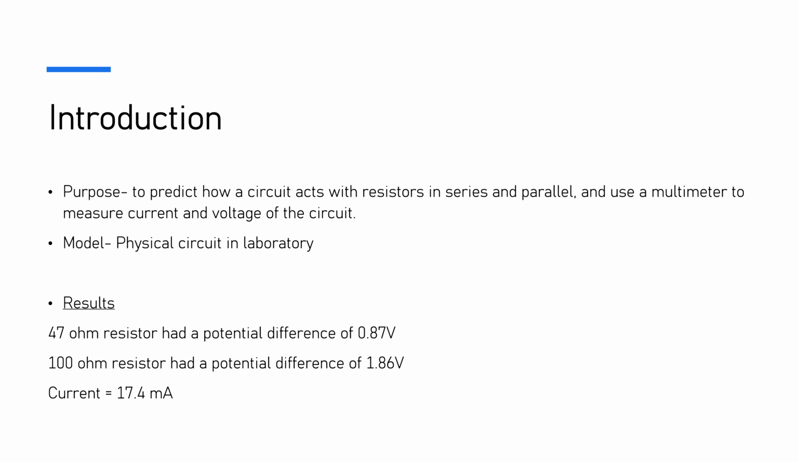For the results, we got the 47 ohm resistor had a potential difference of 0.87 volts, and the 100 ohm resistor had a potential difference of 1.86 volts. The current measured was 17.4 milliamps.